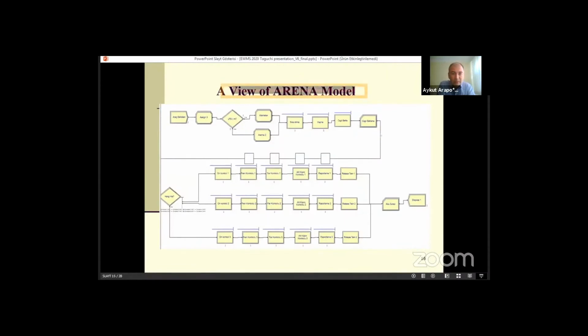This is the view of the ARENA model. You see, this is the vehicle entry, and it goes through 3 parallel lines, and they leave at the end.